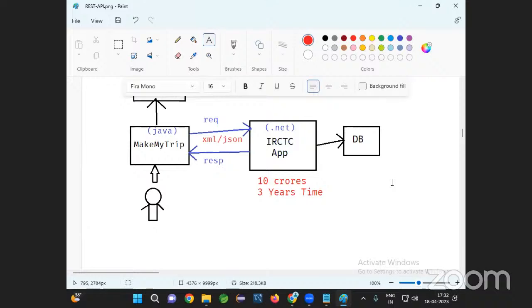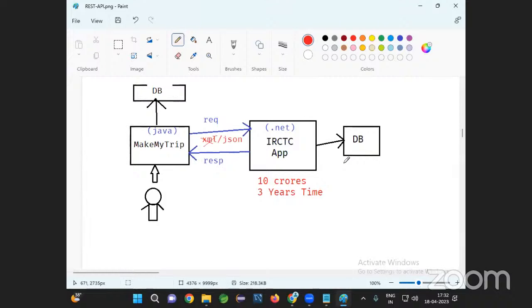What is the meaning of interoperable? Language independent, platform independent. XML and JSON are not only for Java, they will work with .NET, Python, Angular, and React. Those are universal formats, interoperable formats to represent the data. When we go for a distributed application, we exchange data between the applications in the form of XML or JSON. Earlier, XML was very famous. Now, JSON is more famous in the market.